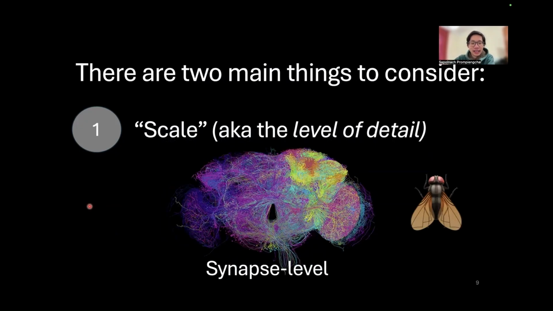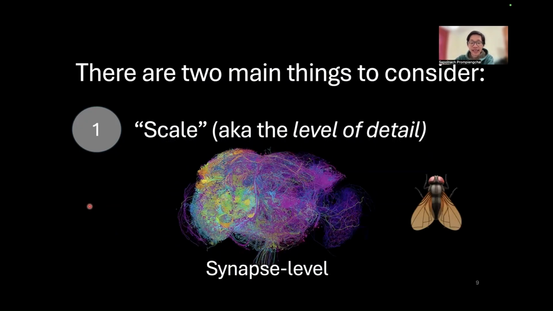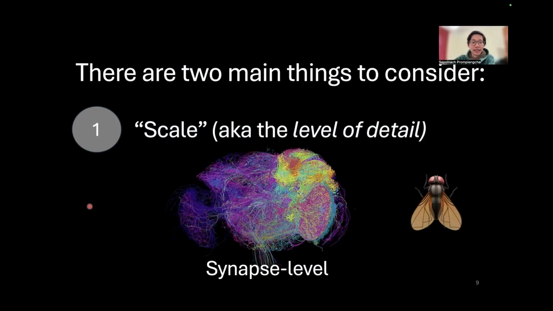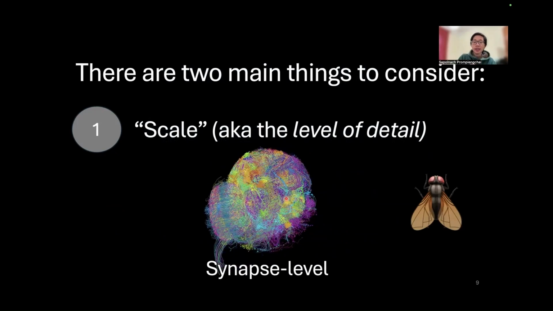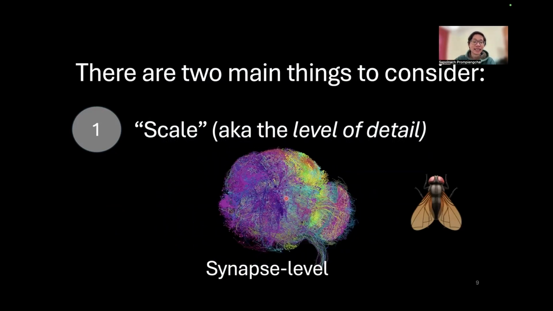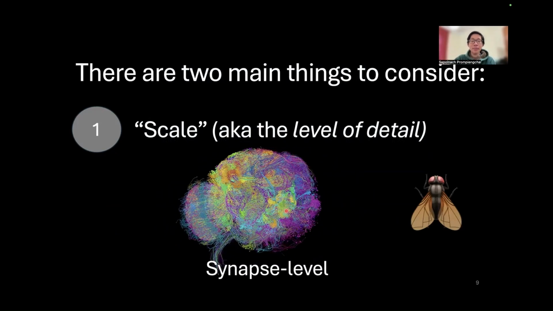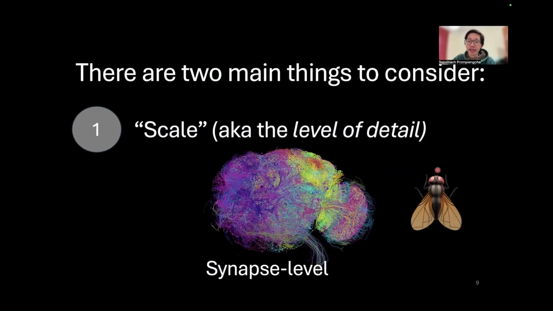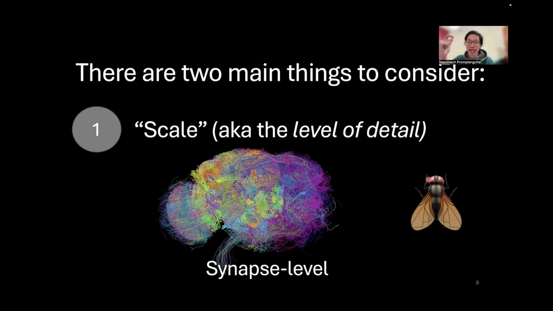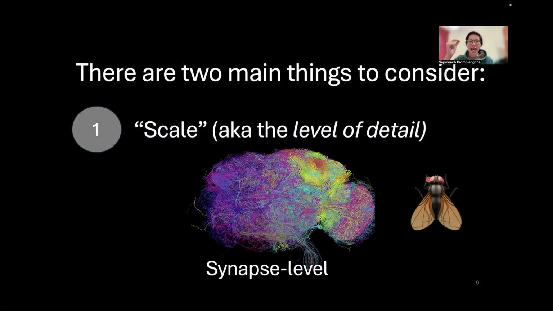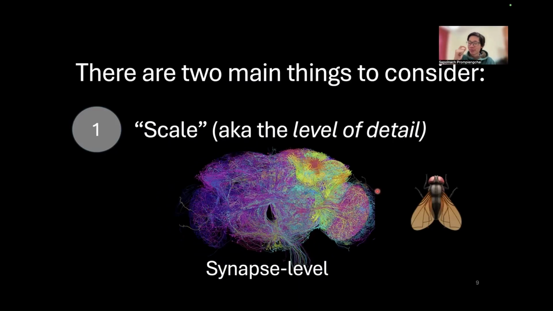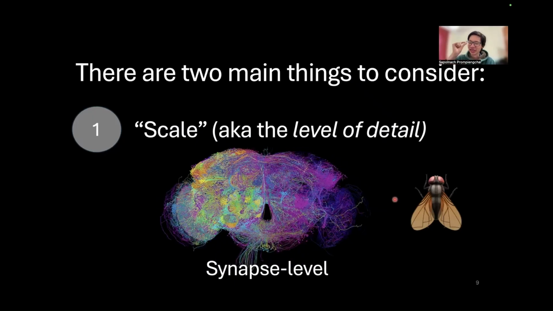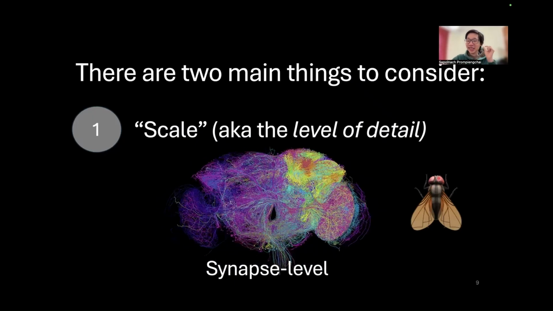In scale, which is the level of detail, we have the synapse-level connectome. And this is actually the dataset that we will be using for the competition. You would get a chance to explore a synapse-level connectome, and this beautiful looking image is of this fly brain. The fly is so small, and it took us 20 years to be able to reconstruct every single neural connection of this very tiny brain.